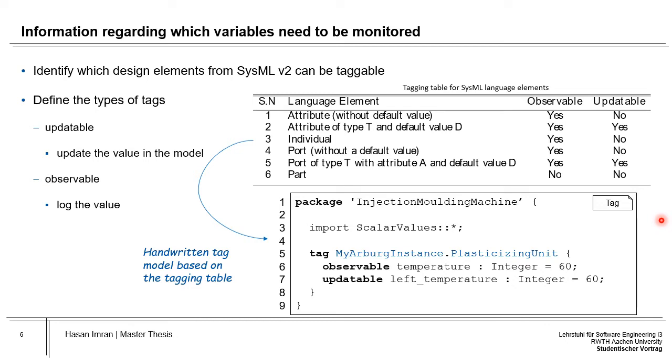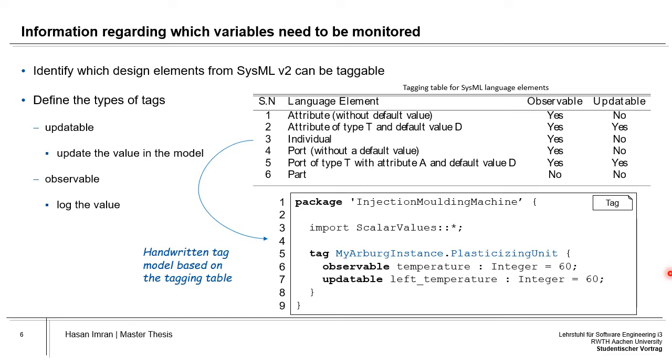Observable and updatable. Here we have defined an updatable as a value which can be updated or changed in the model when we create a new one. And observable here means that we can log the value, but we cannot update the value in the design time model. Using the tagging table, we then define a tag model.